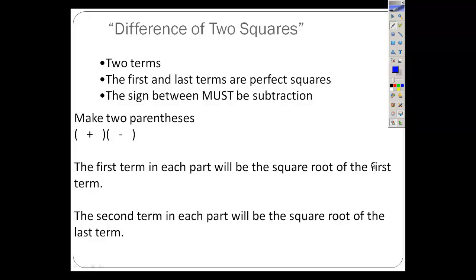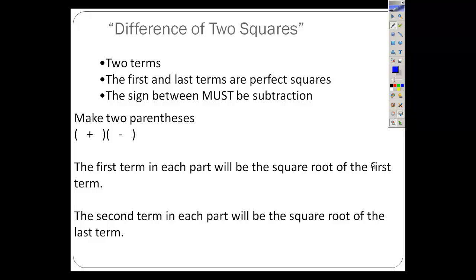Okay, difference of two squares, and we already kind of talked about this yesterday. Okay, in a difference of two squares, you have two terms. The first and the last terms have to be perfect squares, as in 4, 9, 16, 25, 36, and so on. Okay, anything with a perfect square root, x squared or x to any even power will be an even root.